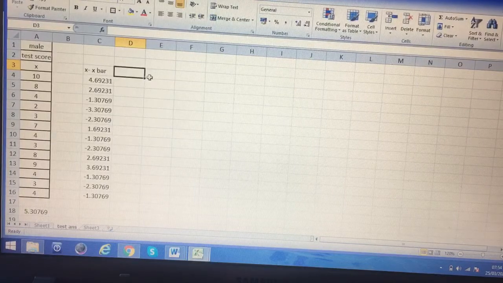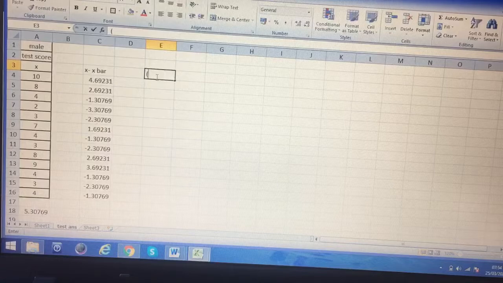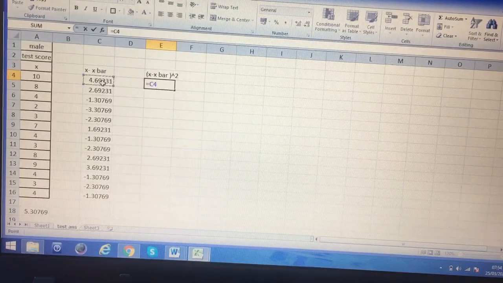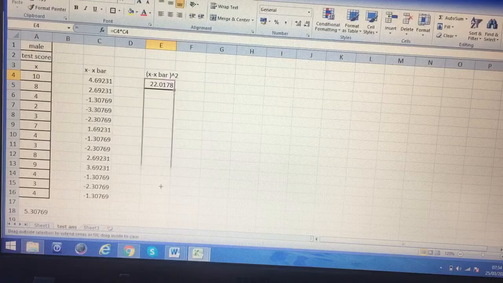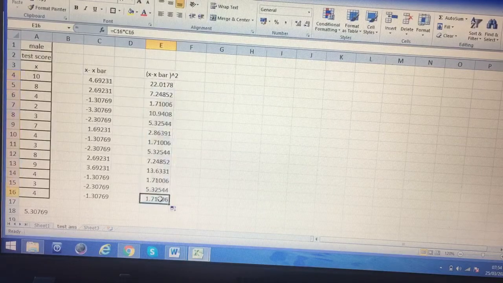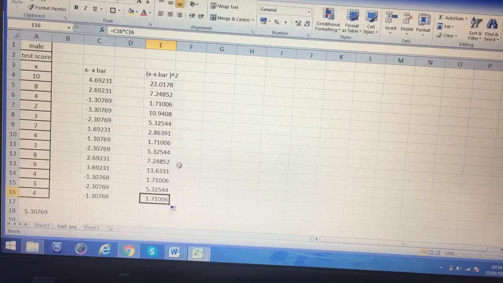So I just need to square x minus x bar. The way I'm going to do that is to do that number times by itself. And drag them all down. Oh, they've all gone positive, like we said. That's step 3. So step 4, we're just going to add them all up.